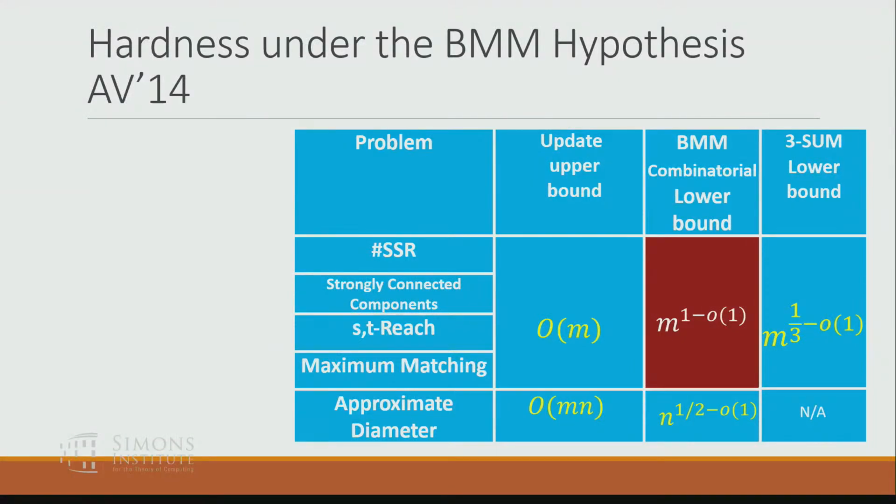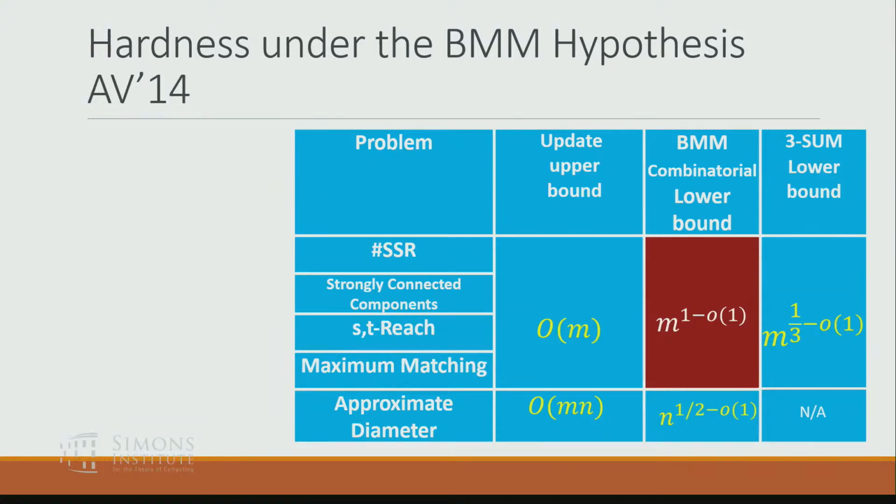So basically, what does this mean? It's undefined, but it means that if you want to beat this trivial upper bound of recomputation, you should be using matrix multiplication. That's all it means. So anything that doesn't use matrix multiplication somewhere in there will have an update time that's roughly linear. So you might as well recompute.